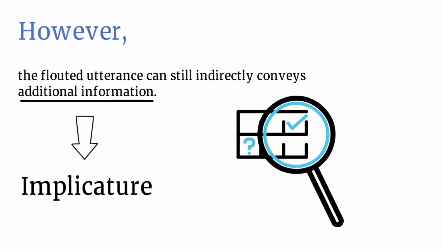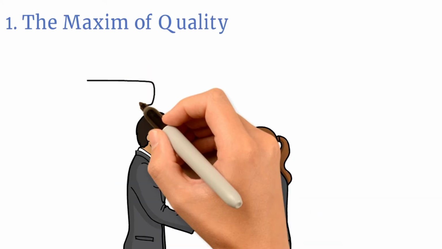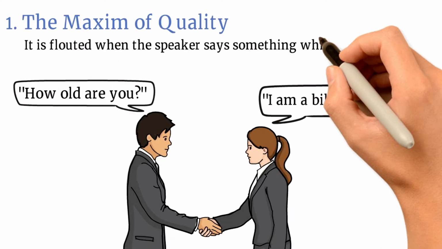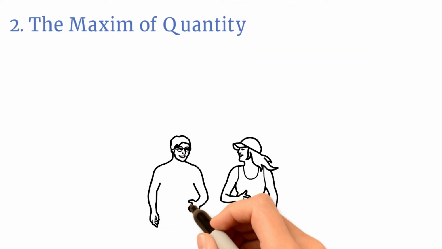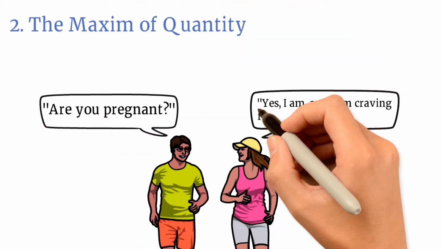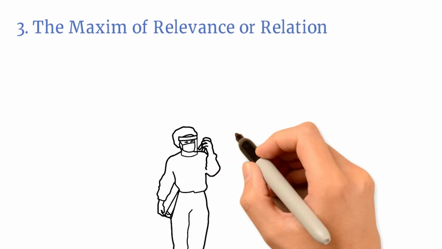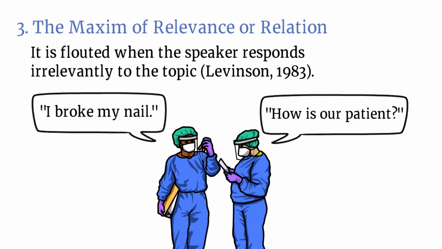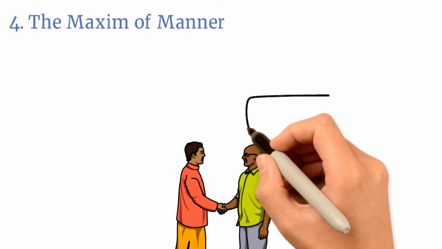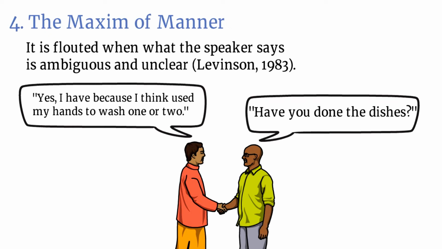Let us recap. To put this in perspective, the maxim of quality can be flouted when the speaker says something which is untrue due to the lack of evidence. The maxim of quantity can be flouted when the speaker gives too much or too little information than is required. The maxim of relevance or relation can be flouted when the speaker responds irrelevantly to the topic. The maxim of manner can be flouted when what the speaker says is ambiguous and not clear.